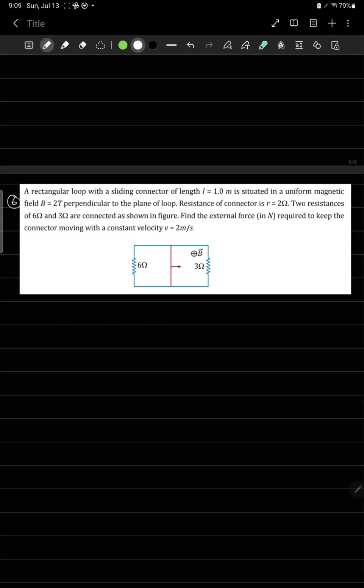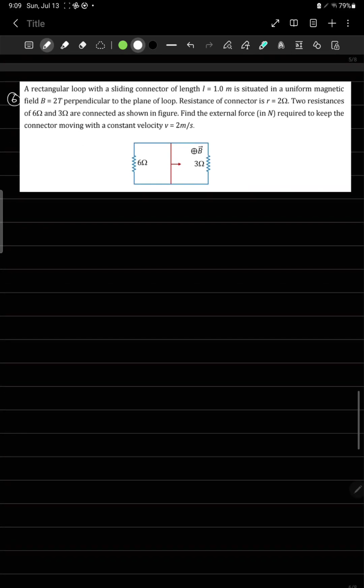Okay, so this is the sixth question now. A rectangular loop with a sliding connector of length 1 meter is situated in a uniform magnetic field. The resistance of the connector is 2 ohm. Find the external force required to keep the connector moving with a constant velocity. If you know this topic, we know there will be a force acting on the slider, right? So that's what we need to find here.